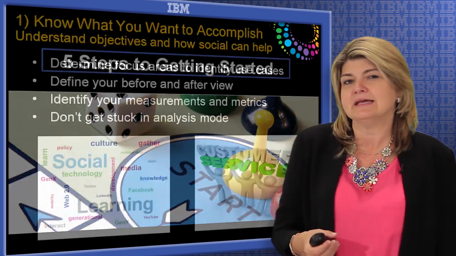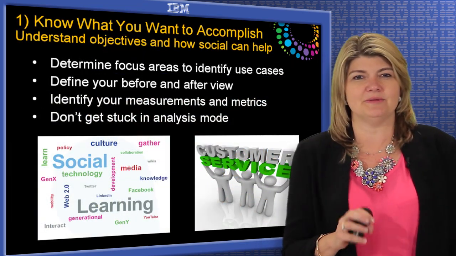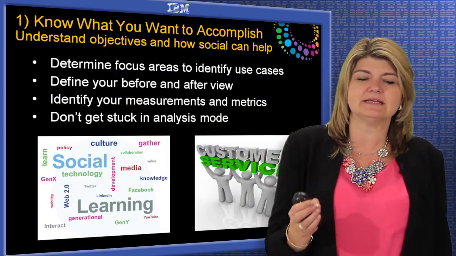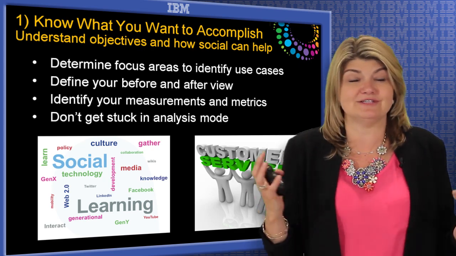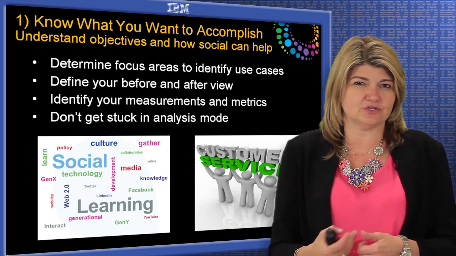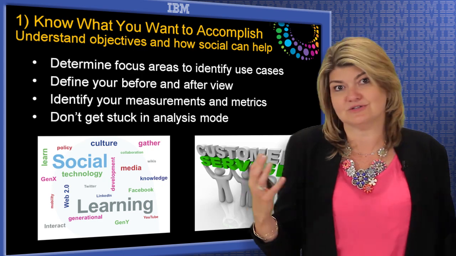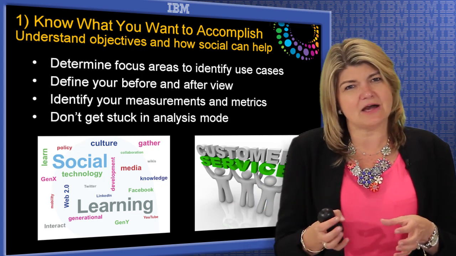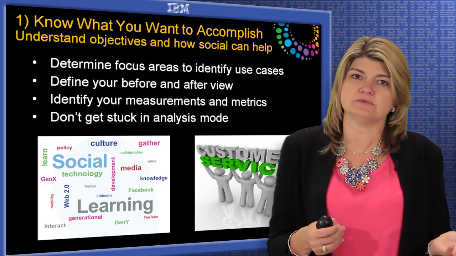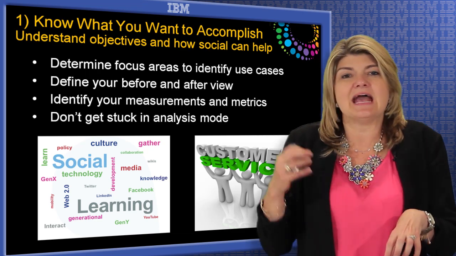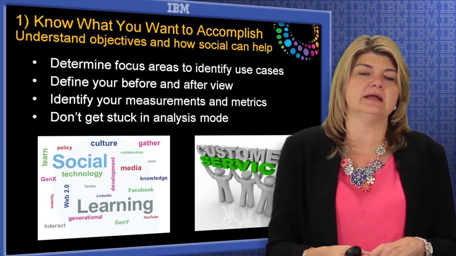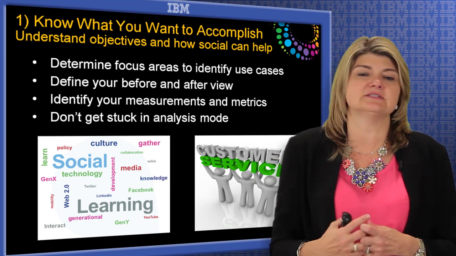get started. So the first thing you need to do in becoming a social business is really understanding what you're trying to accomplish. You don't want to be a social business for the sake of being a social business. So sitting down and understanding what your business goals are, what your objectives are, and how social can help you is an essential part of getting started.